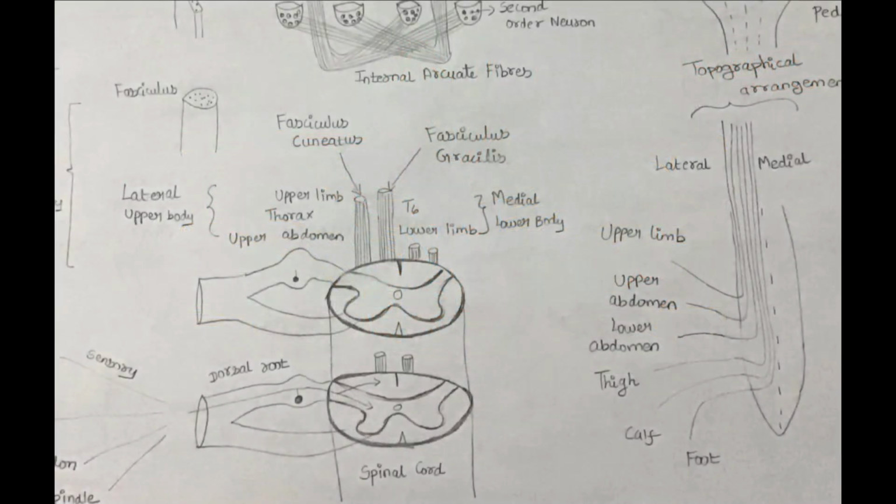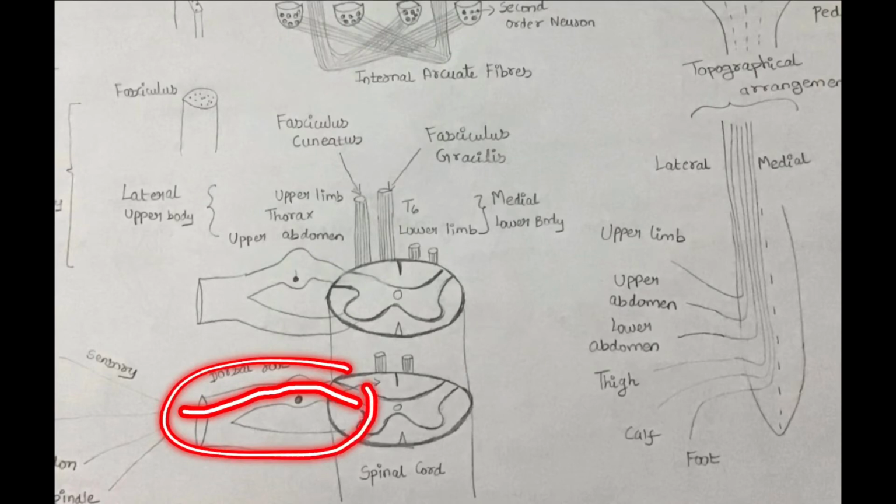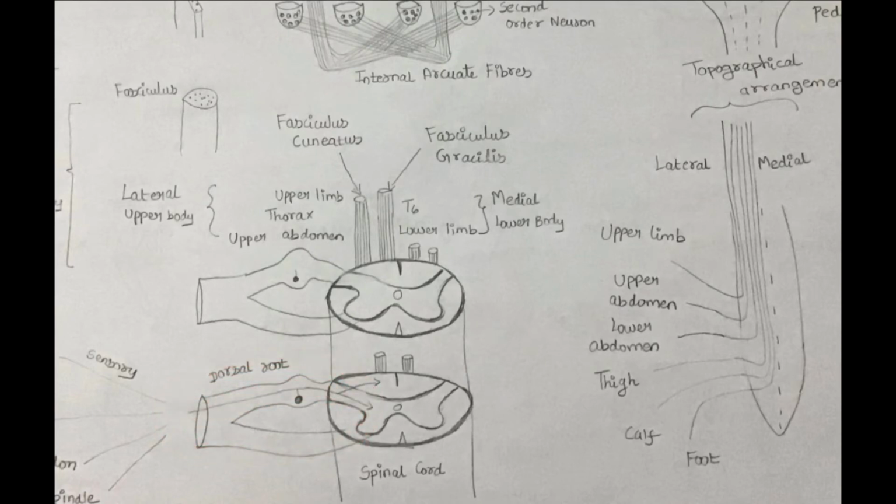Let us see in the dorsal column, or dorsal funiculus, how the sensory nerve fibers are transported. Here I have shown you only one sensory nerve fiber, that is, one neuron. There are millions and billions of sensory nerve fibers present here. For understanding purposes I have shown only one.